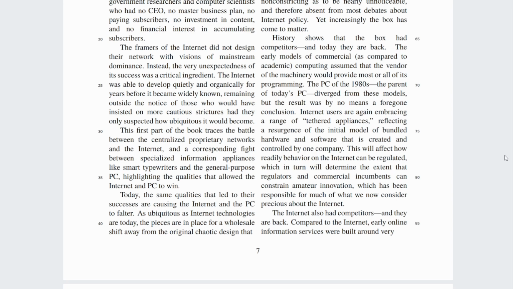The early models of commercial as compared to academic computing assumed that the vendor of the machinery would provide most or all of its programming. The PC of the 1980s, the parent of today's PC, diverged from these models, but the result was by no means a foregone conclusion. Internet users are again embracing a range of tethered appliances, reflecting a resurgence of the initial model of bundled hardware and software that is created and controlled by one company. This will affect how readily behavior on the internet can be regulated, which in turn will determine the extent that regulators and commercial incumbents can constrain amateur innovation, which has been responsible for much of what we now consider precious about the internet.